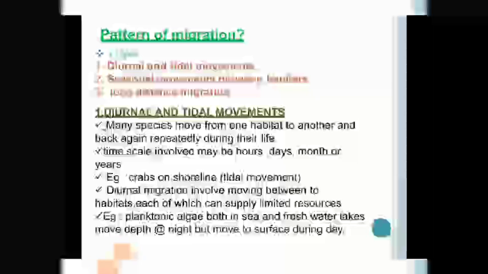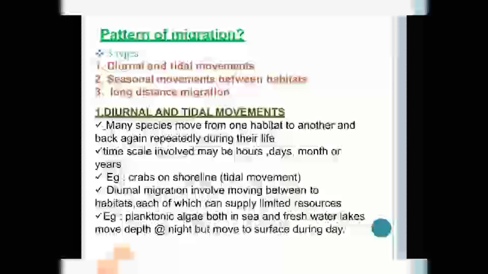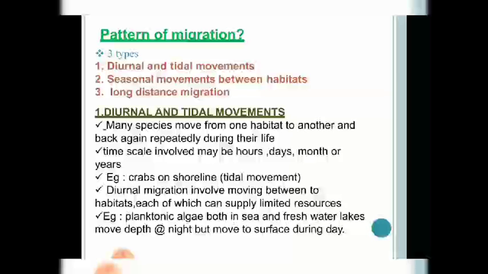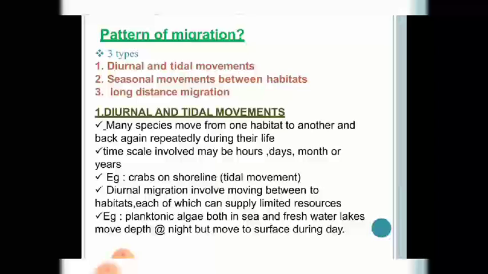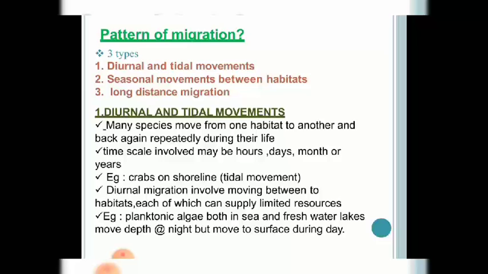So next we will move on to the pattern of migrations. There are three types of migrations in their pattern. One is diurnal and tidal movement. Second is seasonal movement between their habitats. And third is long distance migration. So coming to the first one, diurnal and tidal movement. Now, what is this tidal movement and diurnal?